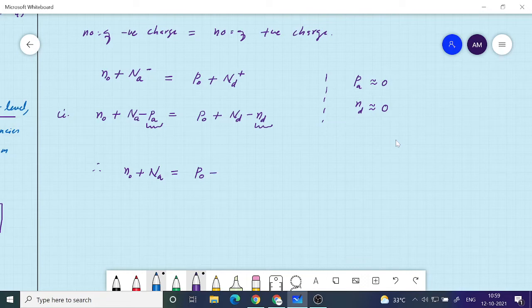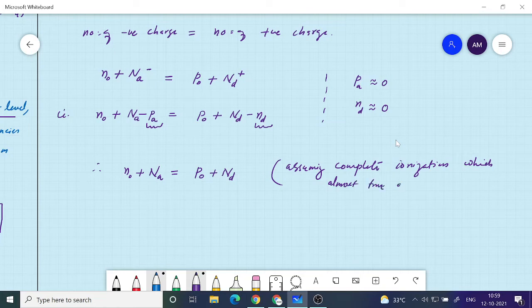Similarly we can say all the donor atoms are empty, assuming complete ionization, which is true at higher temperature. It is almost true at T equal to 300 degrees Kelvin. But at very low temperature we need to be careful, because this is not true.